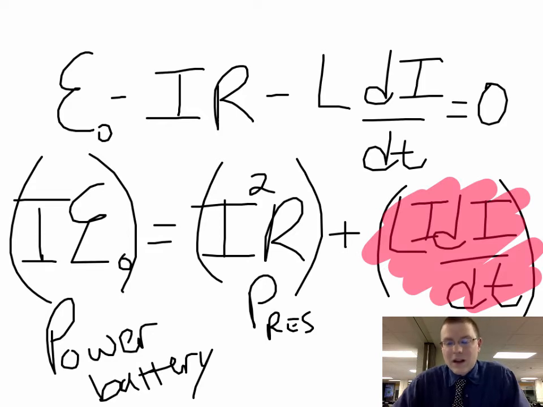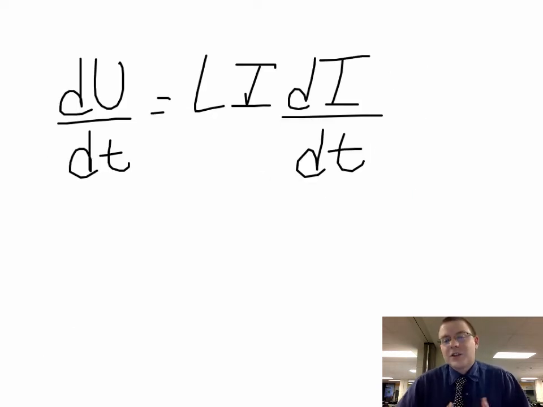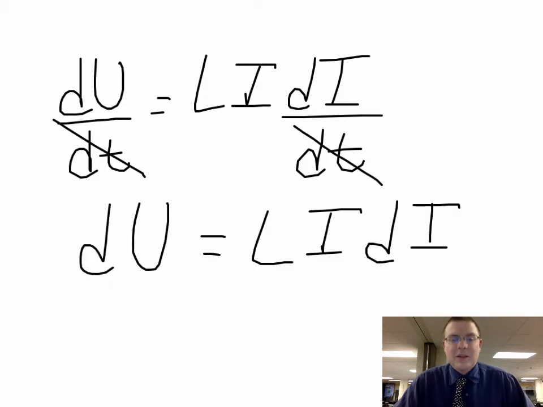What this highlighted area is going to show us is the amount of energy given to the inductor every single second. And the energy is going to go in the form of a magnetic field. So writing what the definition of power is, remember, power is the energy per second. That's also going to equal L I dI/dt. There's a dt on both sides, so I can eliminate that and leave myself dU equals L I dI.